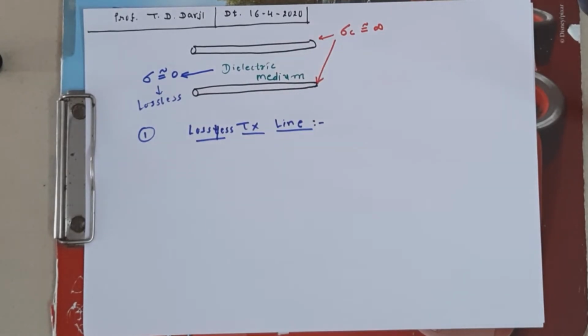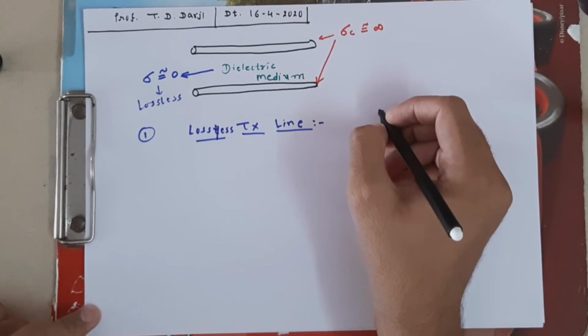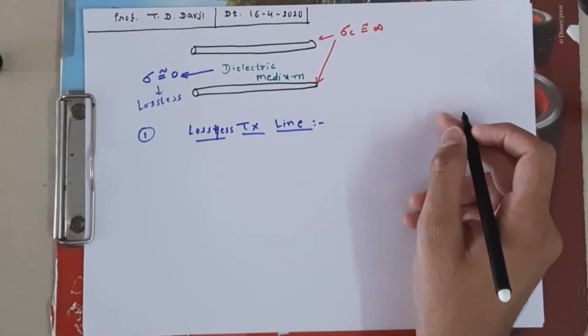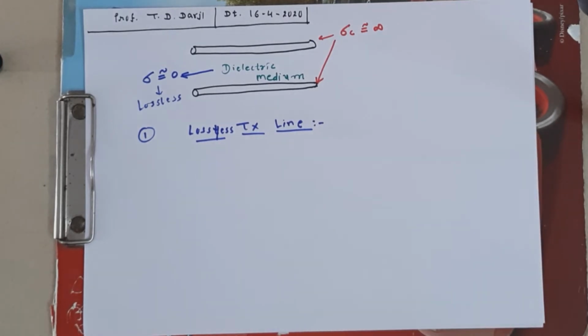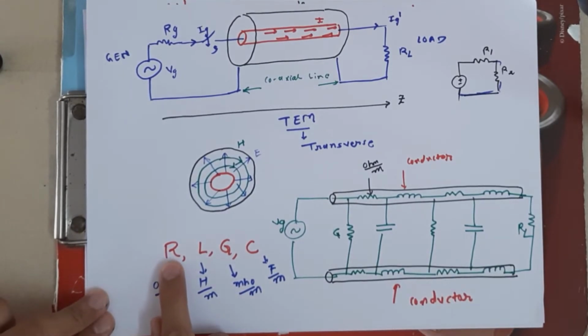Now in the last lecture we also studied one more thing, the parameters of the transmission line. R, L, G, C are known as the parameters of the transmission line. So there are four parameters of any transmission line: resistance, inductance, conductance and capacitance.